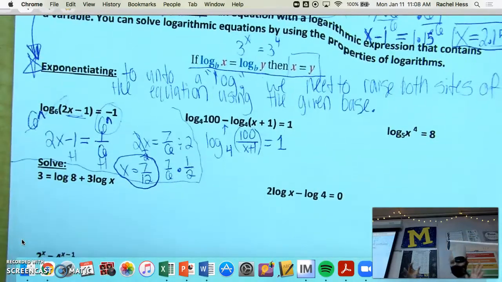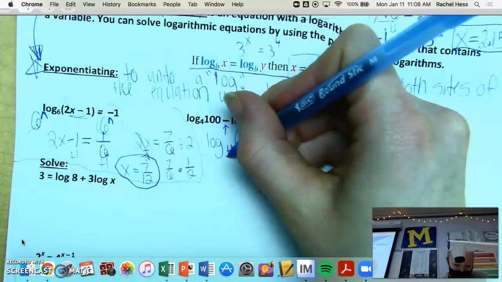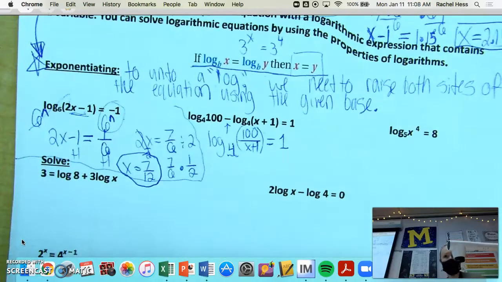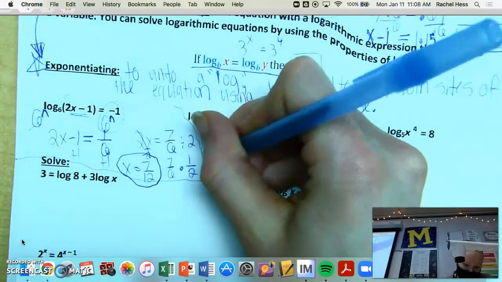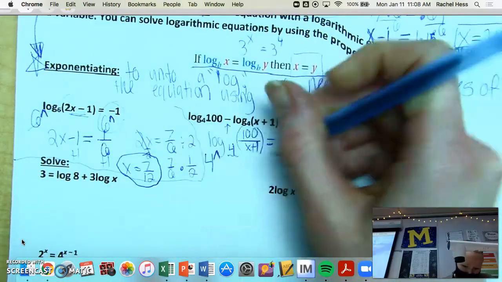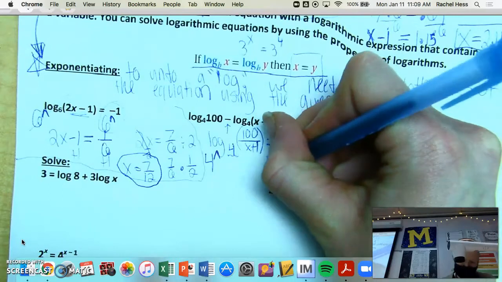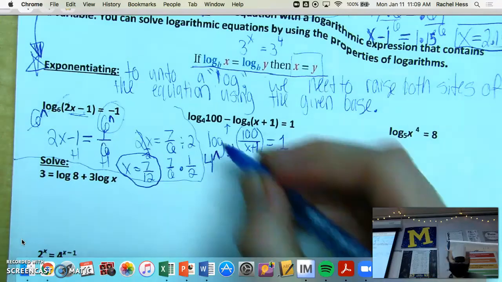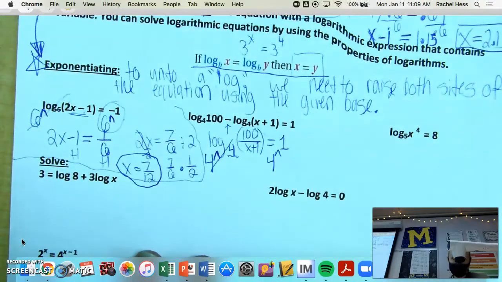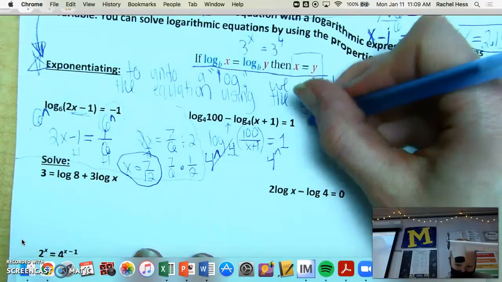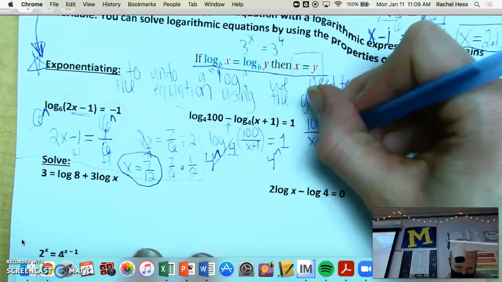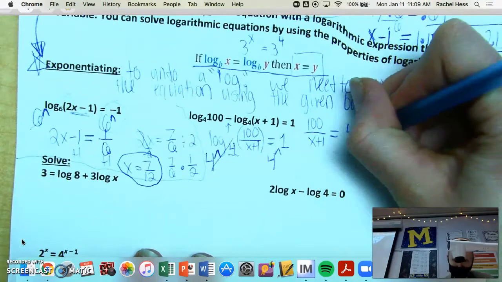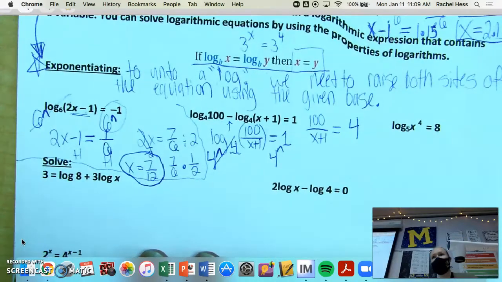So I need to combine my logs. And now that I've combined my logs, I'm going to exponentiate based on the base that I'm already given, which is 4. So by exponentiating, I'm going to raise both sides of the equation using base 4. 4 to the log base 4 cancels. I'm left with 100 over x plus 1 is equal to 4 to the first power, which is just 4.